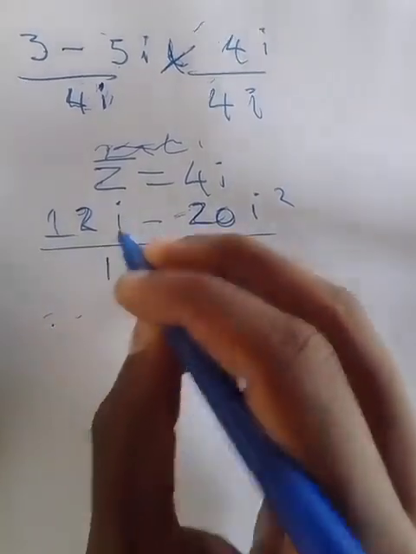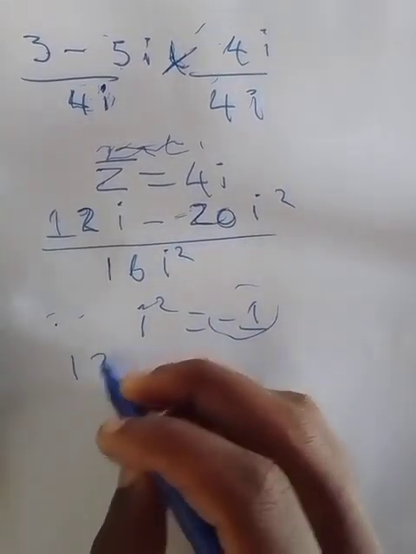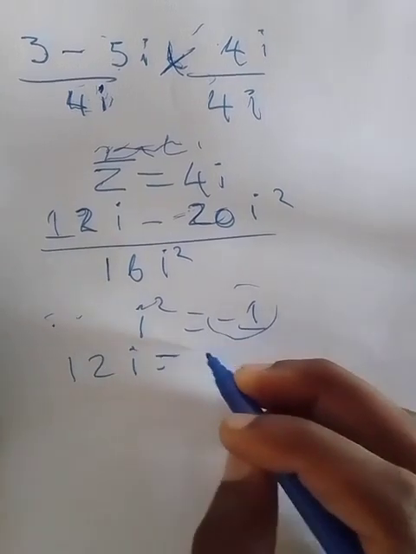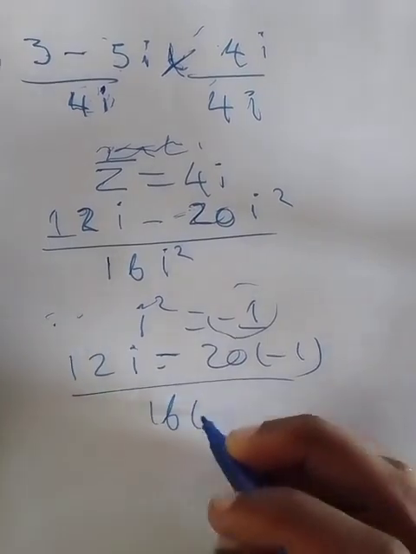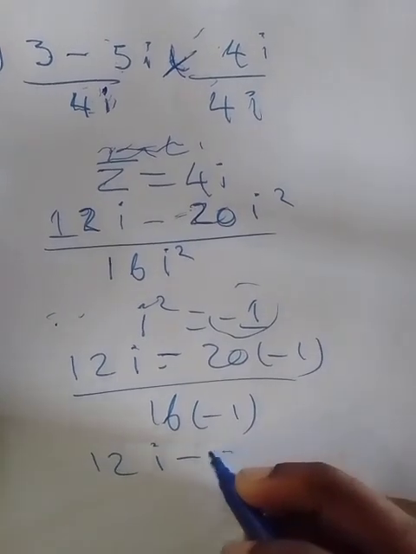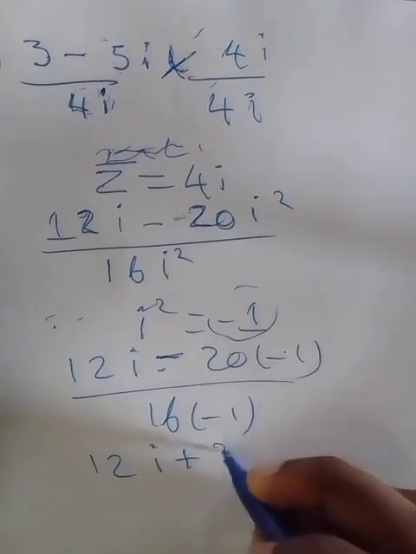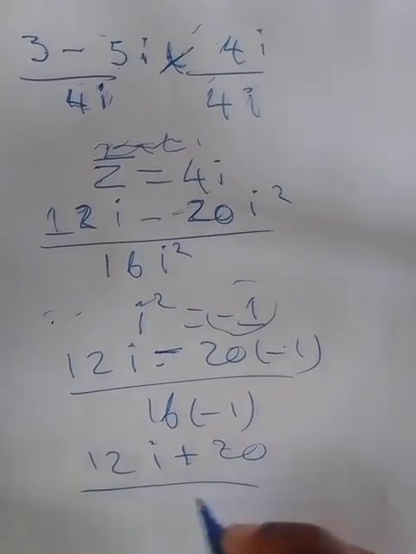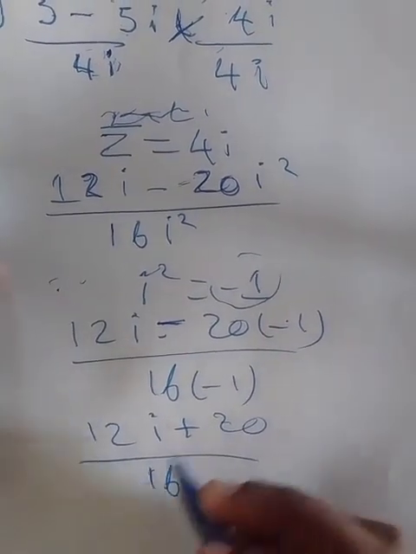So we're going to have 12i minus 20 over negative 1 times 16 negative 1. Okay, so you're going to have 12i minus, remember, negative times negative, you're going to have a positive here, so you're going to have 20 there, and then over 16. And so now, remember I said that complex numbers are written in the format a plus bi.